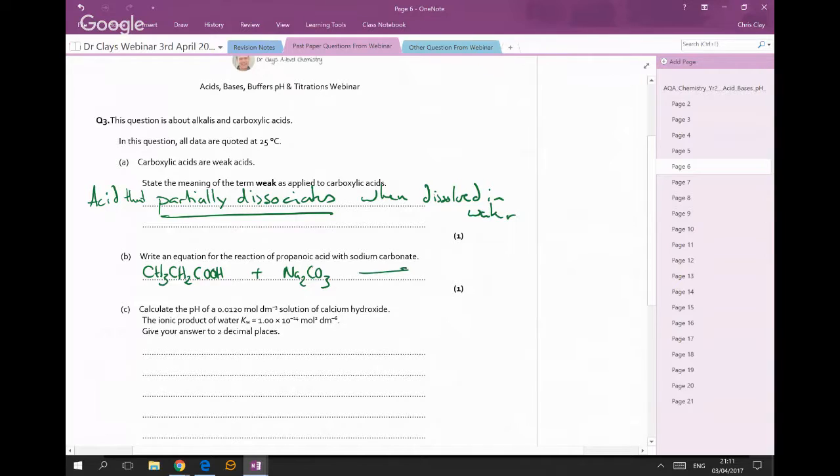And we'll get products here of the sodium salt. Now, the salt of the acid is simply when we remove the hydrogen ion. So we have CH3CH2COO minus, and then we've got the sodium there. We have water, and we've got CO2. Make sure that you take care to balance these equations. We're certainly going to need here two of these and two of those.